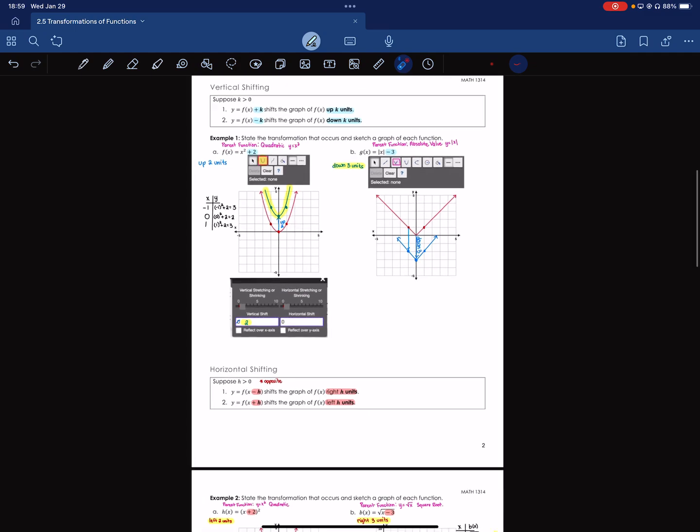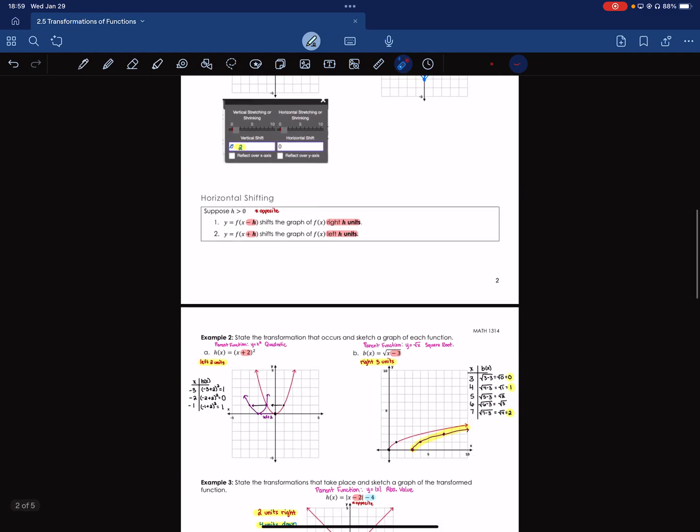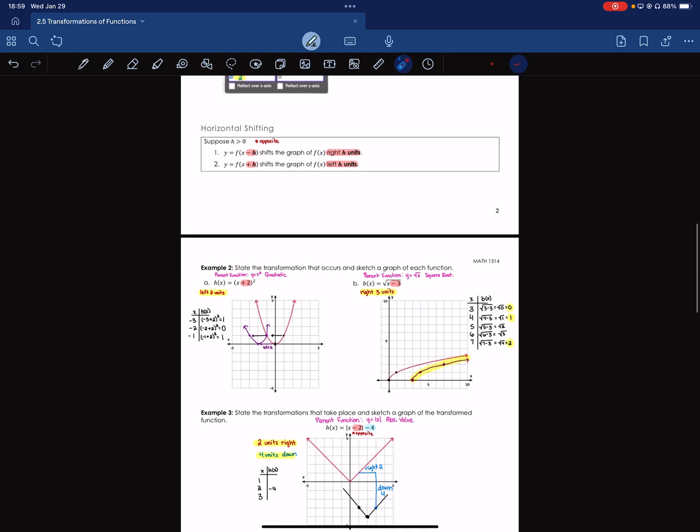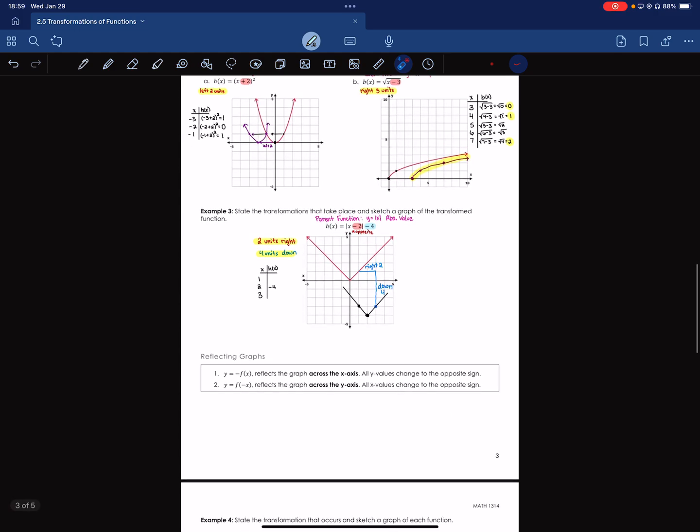Any questions or anything that I need to clarify between the 3 examples we've done so far? Okay, cool.